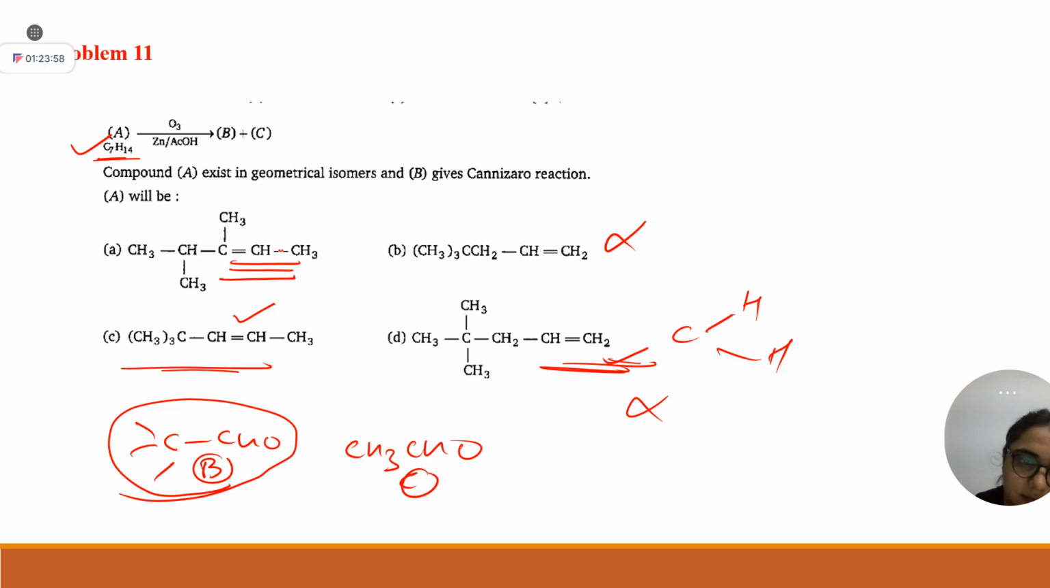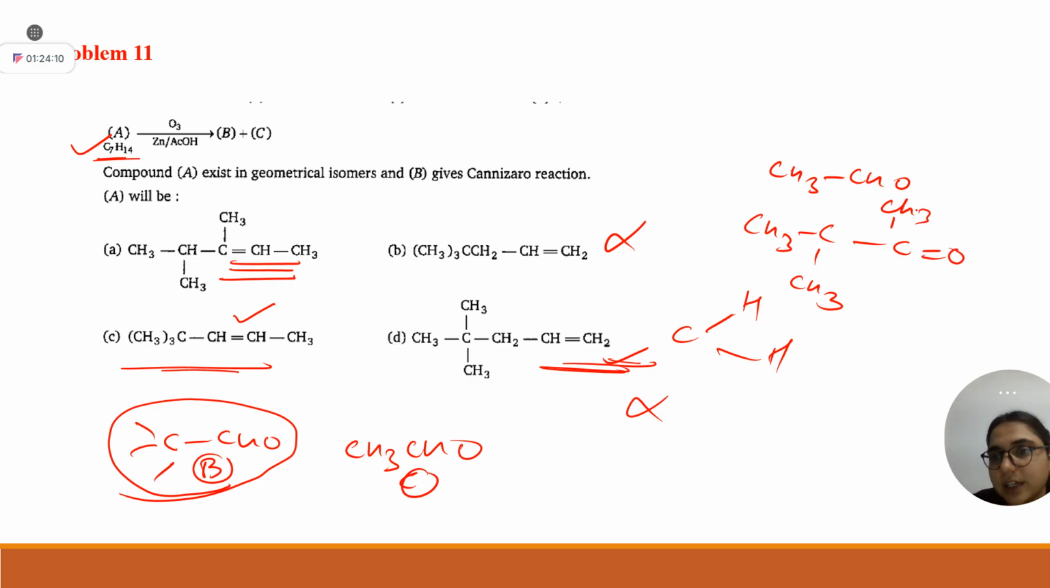Ma'am, there will be alpha hydrogen. Exactly. Then it will not undergo conjugate reaction. In both the cases, there will be alpha hydrogen. Very good. CH3, C, they are having alpha hydrogen, but for Cannizzaro, it should not have alpha hydrogen. So the correct answer is option number C.